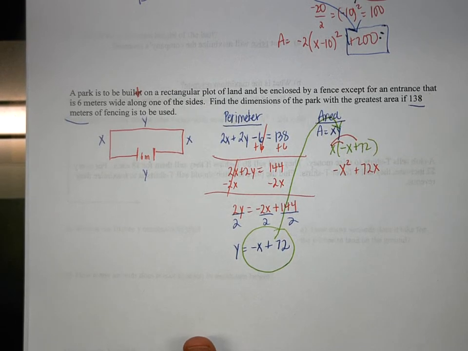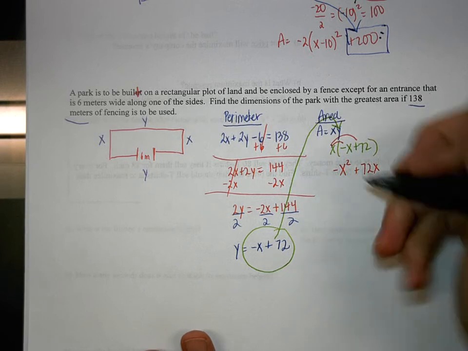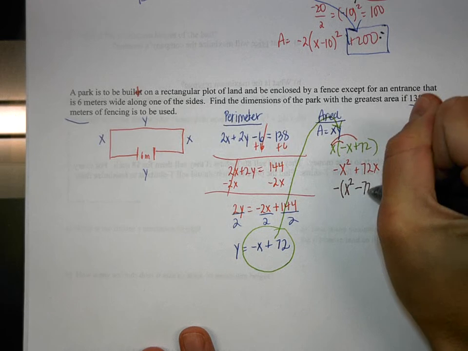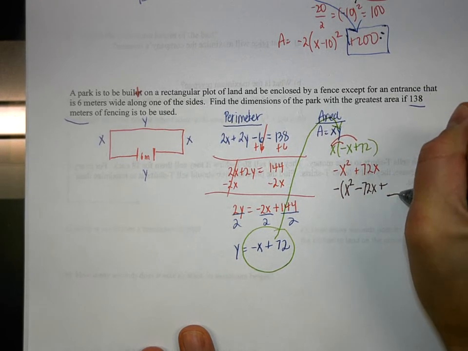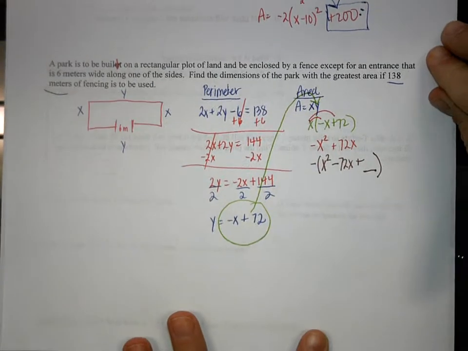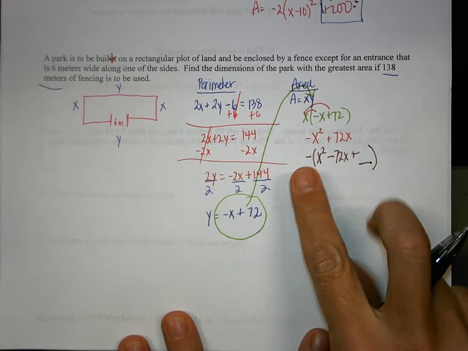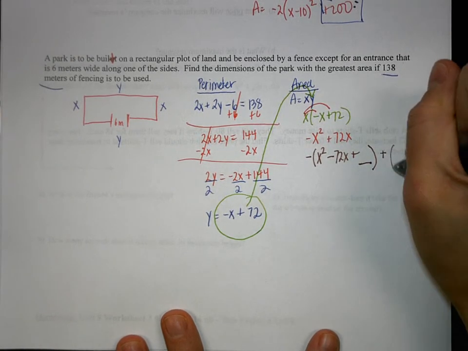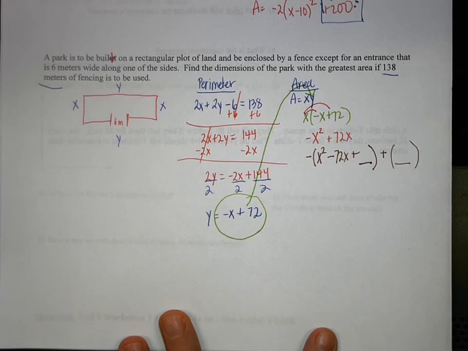Now we're going to complete the square. Are you ready? Tell me when you're ready. Okay, I'm going to start by taking out a negative, and I get x squared minus 72x plus blank, because I'm going to complete the square. I have a minus times a blank, so I also will need a positive times the blank. Just like in the previous equation, we had a negative 2 times the blank, so we had a positive 2 times the blank on the outside.